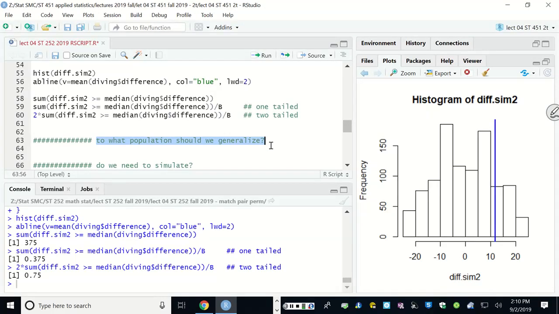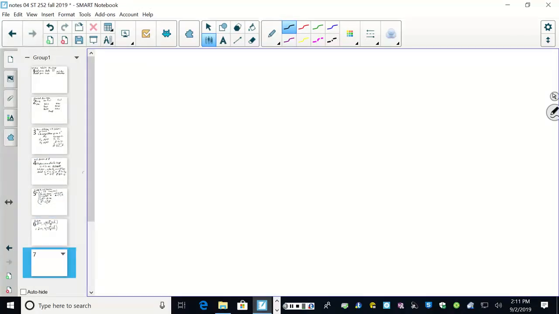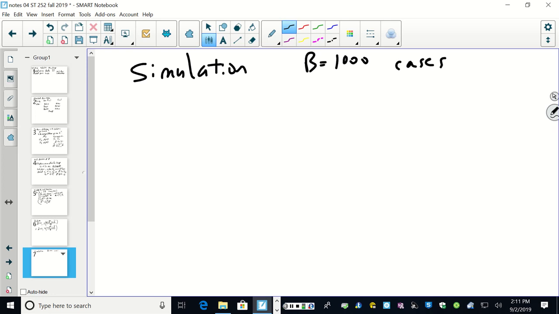In this case, do we actually need to simulate the data? Why can we get by with not needing to simulate? Can we calculate the null distribution exactly? Because there's not that many, yeah. So simulation is fine. We did 1,000 cases, but can we do the exact null distribution?